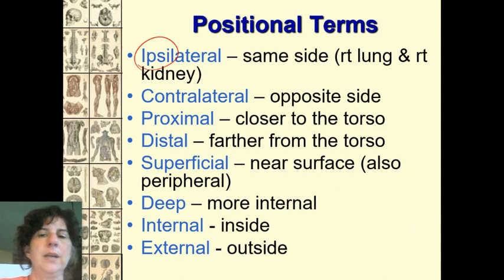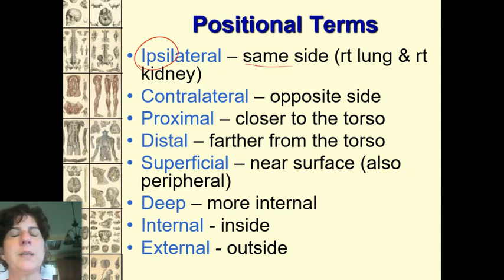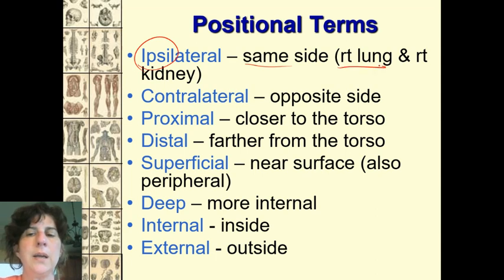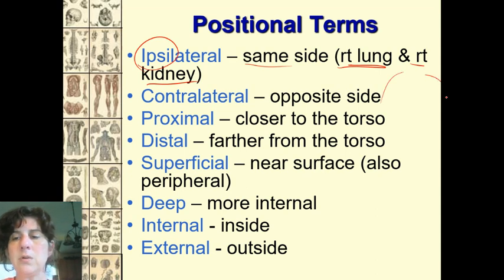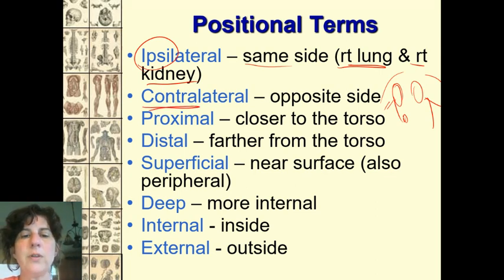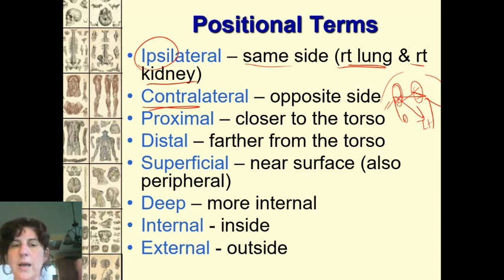Ipsilateral. Ipsi means same. So ipsilateral means I'm talking about two things on the same side of the body. So it can't be my right lung and my left lung because they're opposite sides. It's my right lung and my right kidney, though, that are ipsilateral to each other, because they're both on the same side of the body. But right lung and left lung are contralateral. That means opposite, because they're on opposite sides of each other. Or right lung and left kidney, right? So anything that's opposite is going to be contralateral. It doesn't have to be the same organ, because ipsi's not.